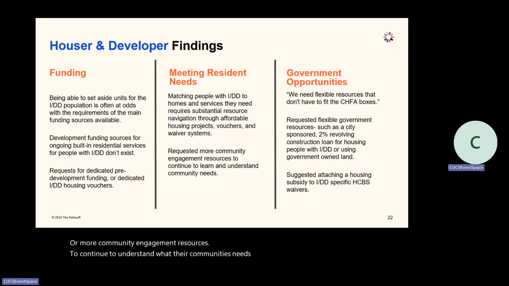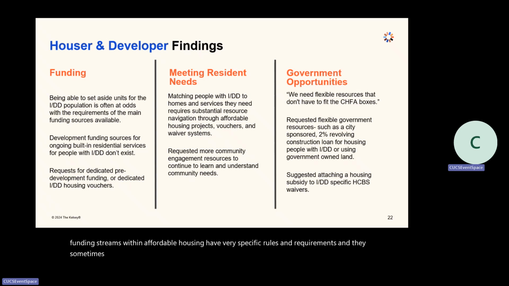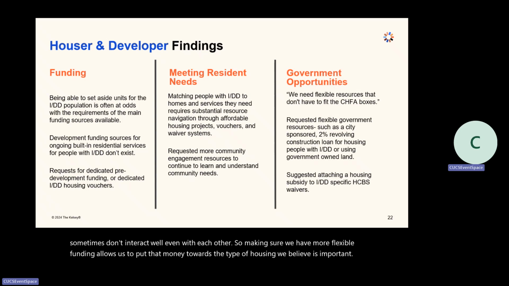And then finally, they asked for more government opportunities, specific funding streams to fund this kind of housing. So flexible resources that don't have to fit other boxes. A lot of funding streams within affordable housing have very specific rules and requirements, and they sometimes don't interact well even with each other. So making sure we have more flexible funding allows us to put that money towards the type of housing we believe is important. There were specific asks that get into more details of funding we can go into later.